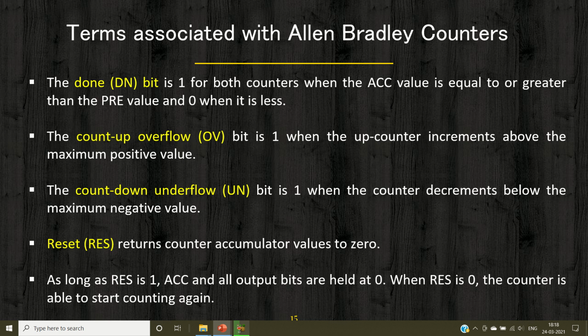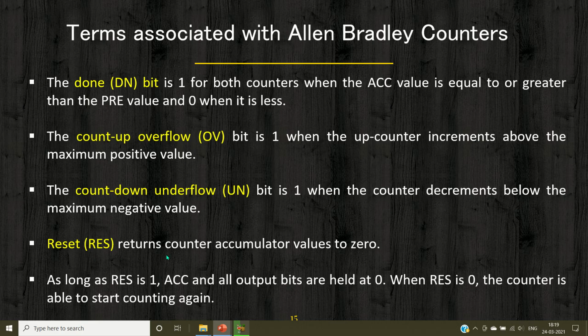Next, there is the count up overflow bit. This is available with high category PLCs, the higher class of PLCs. It is not available with generic, normal, I should say low cadre PLCs. This count up overflow bit is 1 when the up counter increments above the maximum positive value, and the count down underflow bit is 1 when the counter decrements below the maximum negative value. So the overflow bit will be there for the up counter, and the count down underflow bit will be there for the down counter.